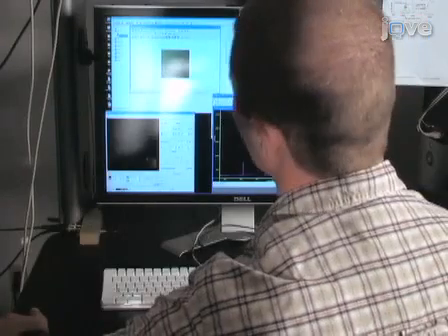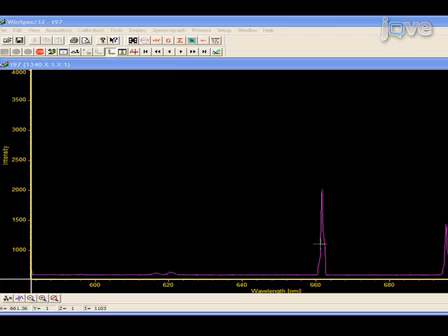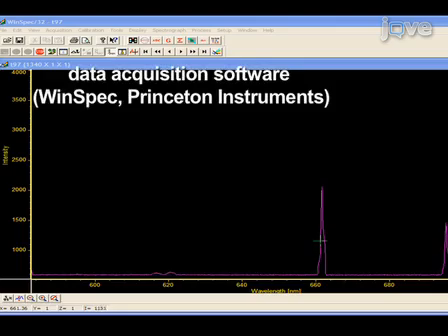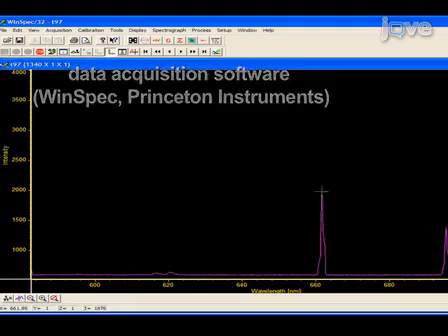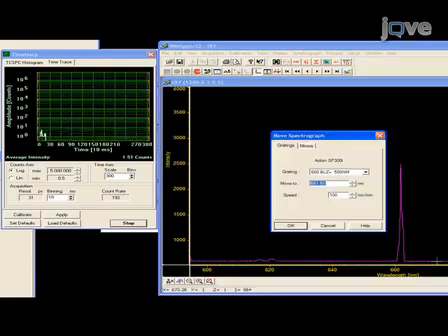To select the signal to image, simply rotate the grating within the spectrometer using the vendor-supplied control and data acquisition software to center the peak of interest on the CCD camera. Then change the position of the flip mirror to redirect this signal to a second exit port, to which a single photon counting avalanche photodiode or APD is attached.